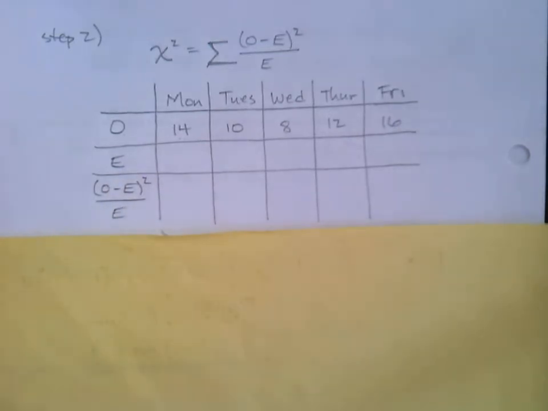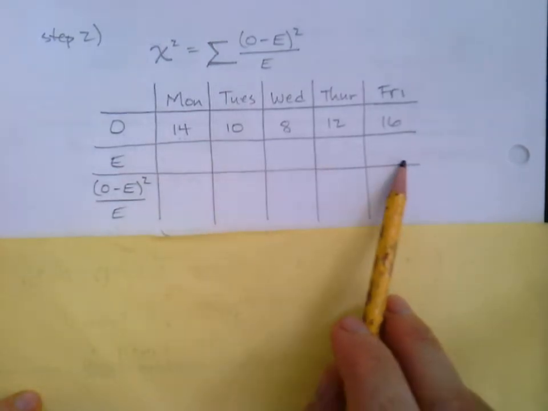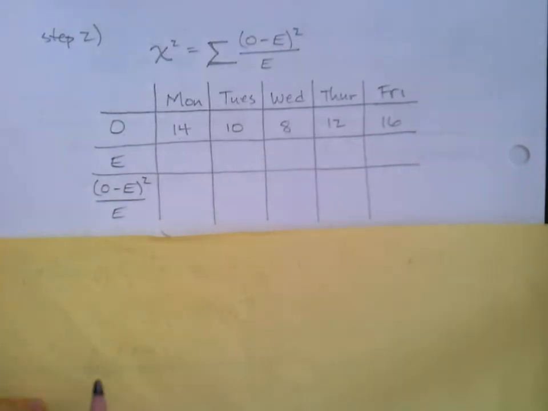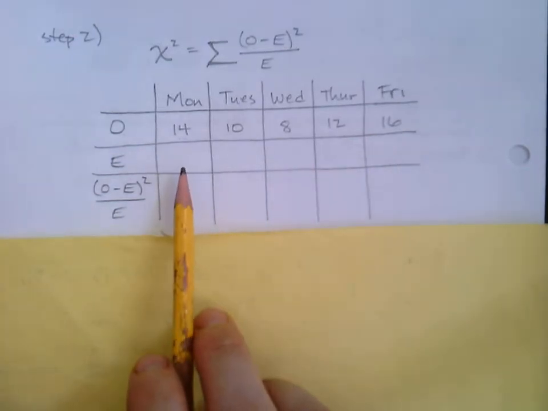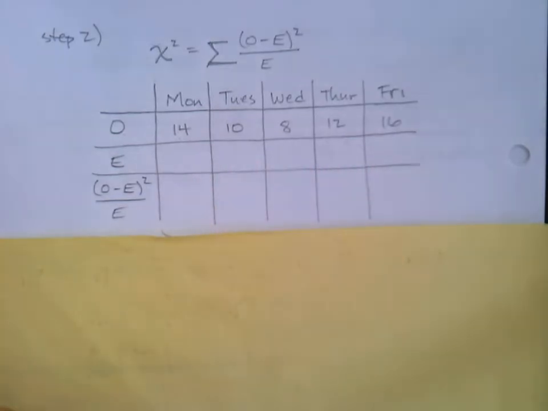This goes back to the null hypothesis. He expected that sick days occur with equal frequency. So how should we fill these in if he expects they occur with equal frequency? I'll give you one hint. They should all be the same number because they should all occur equally. But what number is that?